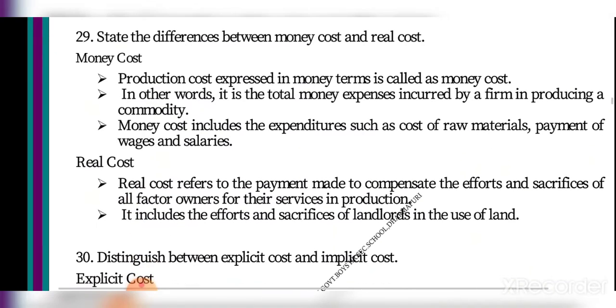Next one, real cost. Real cost refers to the payment made to compensate the efforts and sacrifices of all factor owners for their service in production. That is, the four factors will be related. The efforts and sacrifices which are made for the production are called real cost. This word is very important. Efforts and sacrifices of all factor owners for their services in production is real cost. It includes the efforts and sacrifices of landlords in the use of land.